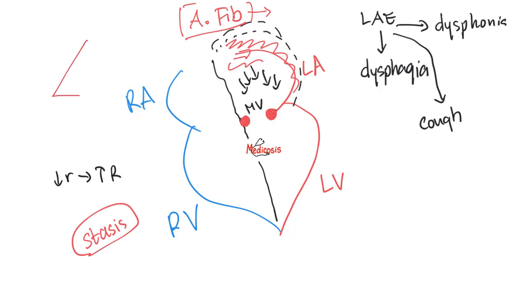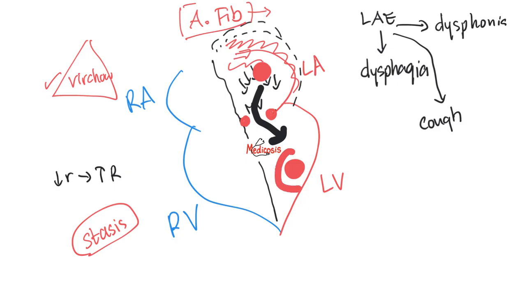Blood stasis is one of the components of Virchow's triad, which will cause what? Which will cause thrombosis. If a thrombus forms in the left atrium, we call it a thrombus. Then, if it dislodges and goes somewhere else, we're going to call it an embolus now. This embolus can travel from left atrium to left ventricle, then from left ventricle to the aorta, and then from the aorta, it can land up anywhere in the body, including the brain.